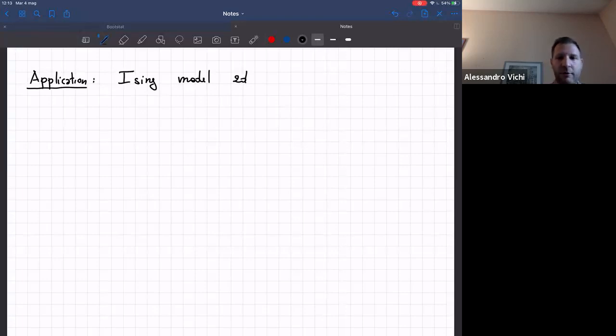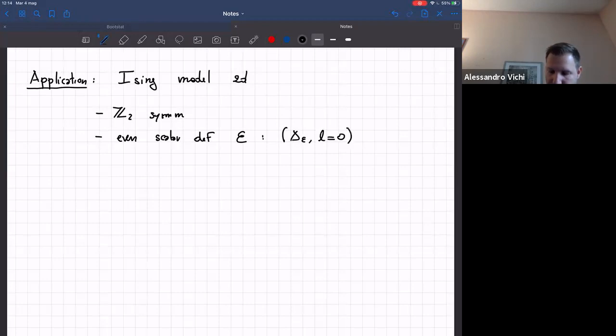If you remember, in the first lecture, we mentioned a few basic ingredients of the Ising model in the continuum limit. There was this Z2 symmetry that is important. And we also observed that this model contains a Z2 even scalar deformation, which means that there exists an operator that you can add to the theory and it drives you out of the fixed point. It's a scalar, and it's even under the symmetry, and then we call it epsilon, which has dimension delta epsilon and spin l equal to zero, it is a scalar. And the parameter associated to this object is the temperature, okay, the distance from the critical temperature.